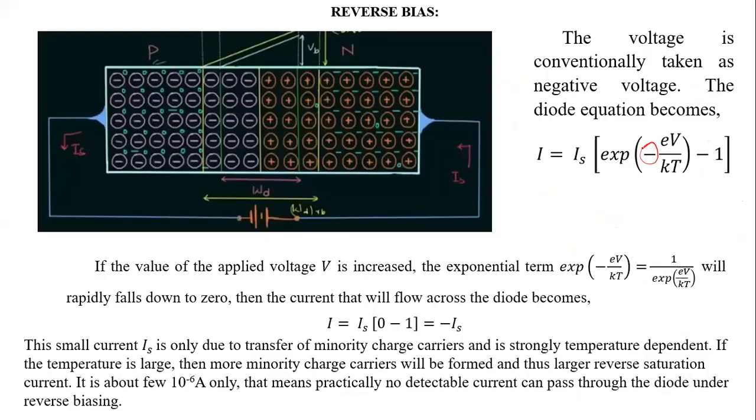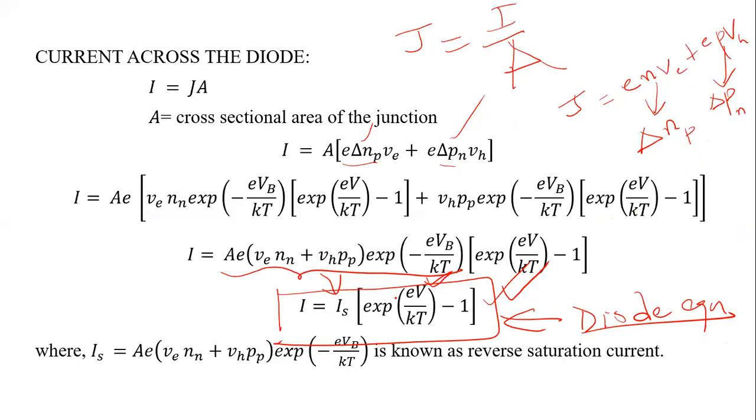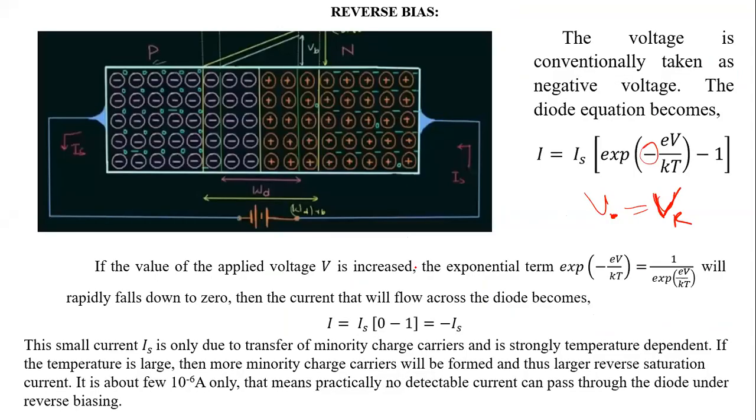So here, your V is simply what we explain as reverse voltage VR. In the forward biasing, this is a plus voltage, plus of EV upon KT. When you reverse the polarity, you introduce a minus sign here. Once you introduce a minus sign, as you increase the voltage, you can write exponential of minus EV upon KT as 1 upon exponential of EV upon KT.